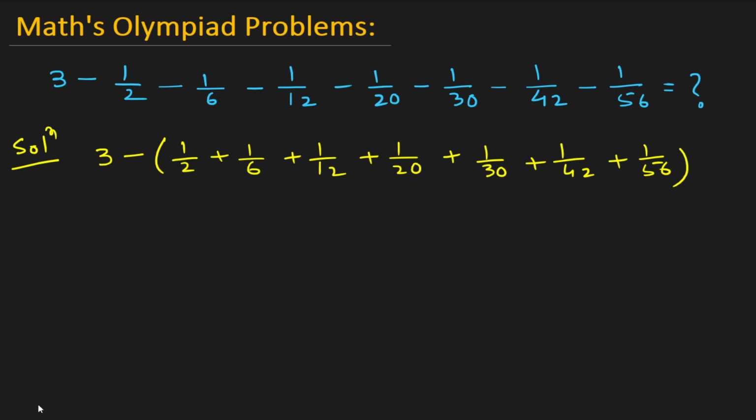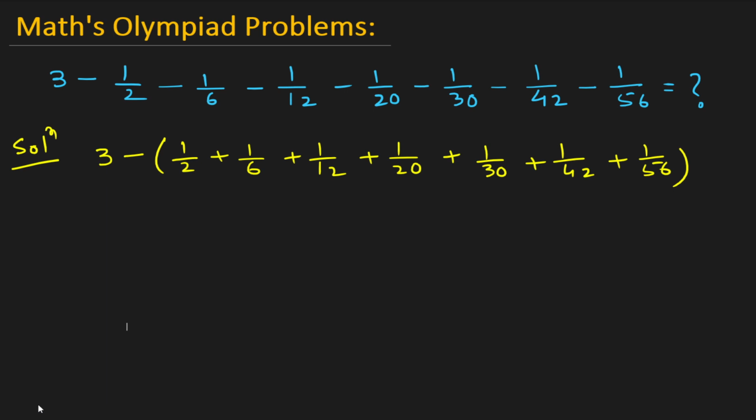So today we are going to solve a very interesting problem on operations on rational numbers. Now let's see the problem: 3 minus 1/2 minus 1/6 minus 1/12 minus 1/20 and then 3 other terms. So finally, what will be the final answer, or what will be the final rational number that we have to find here?